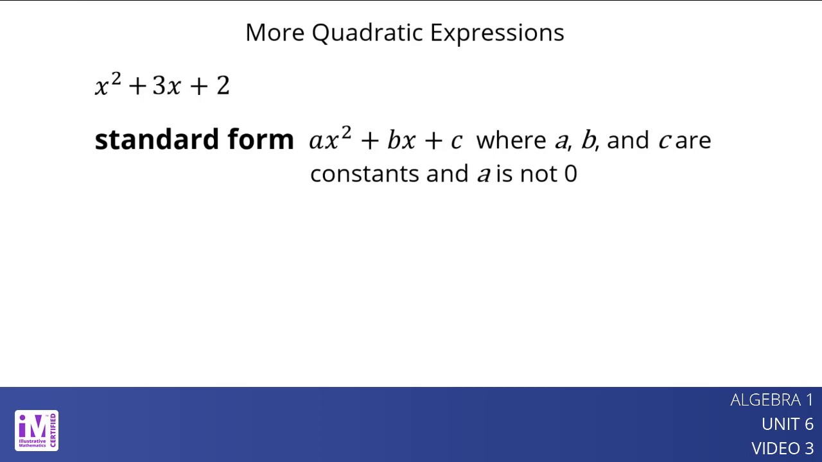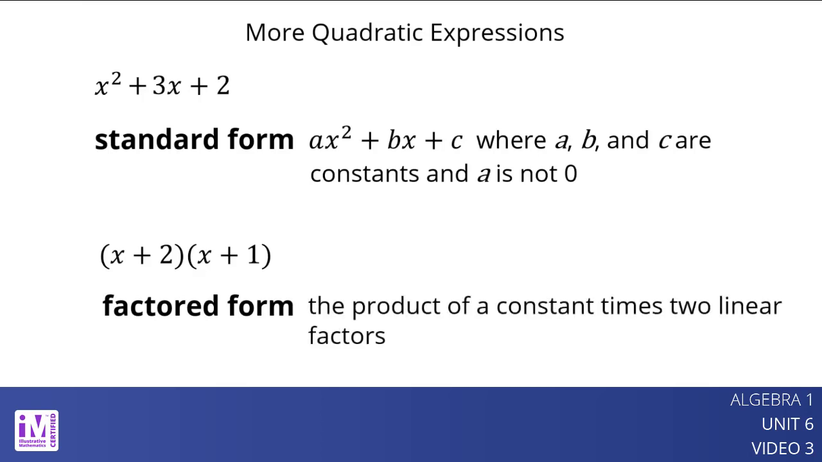An equivalent expression is the quantity x plus 2 times the quantity x plus 1. This is called the factored form. A quadratic expression in factored form is written as the product of a constant times two linear factors. An expression in factored form can be rewritten in standard form by expanding it, which means multiplying out the factors.